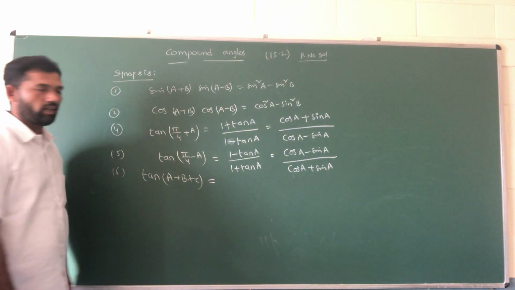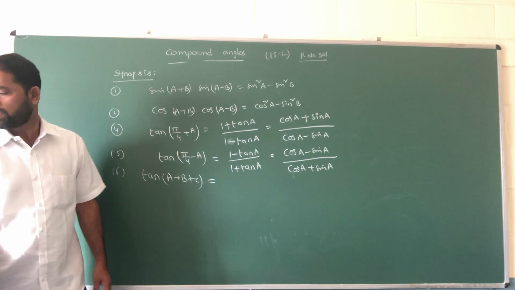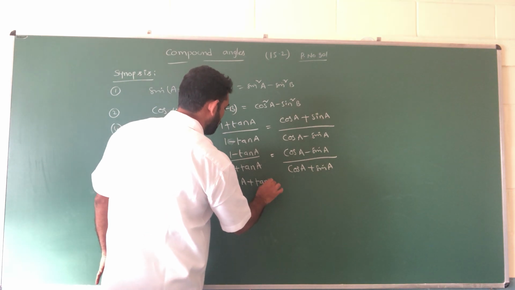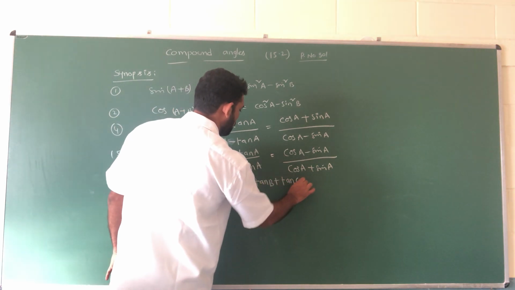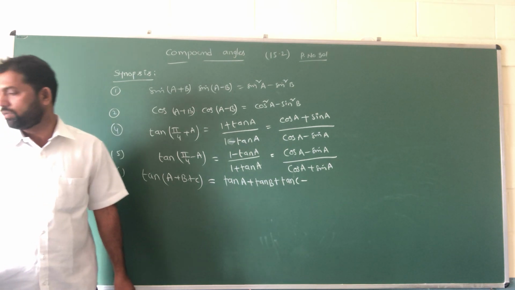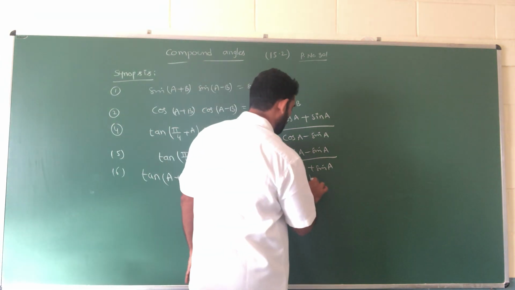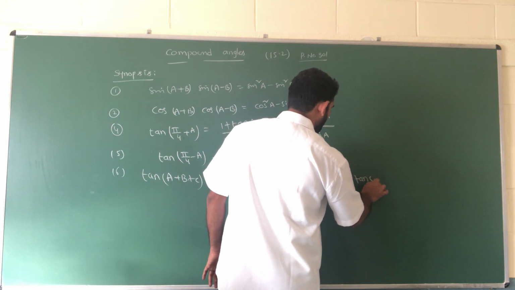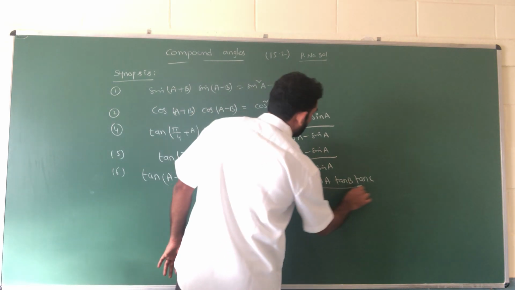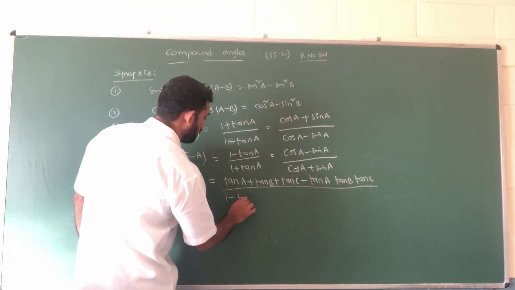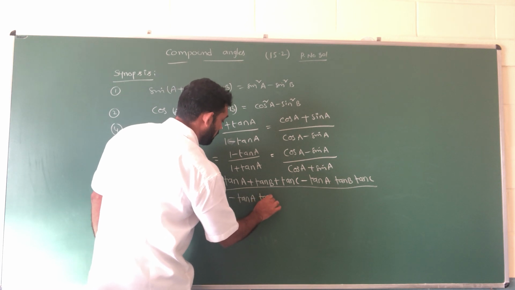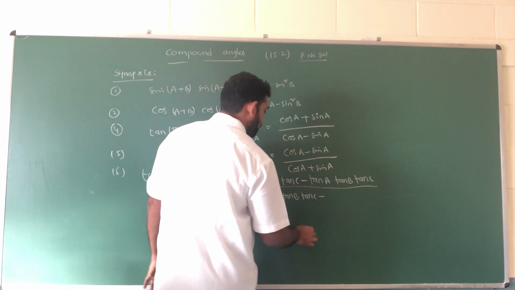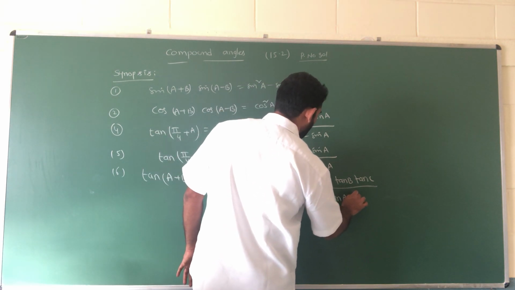Tan of a plus b plus c formula: tan a plus tan b plus tan c minus tan a into tan b into tan c, divided by 1 minus tan a tan b minus tan b tan c minus tan a tan c.